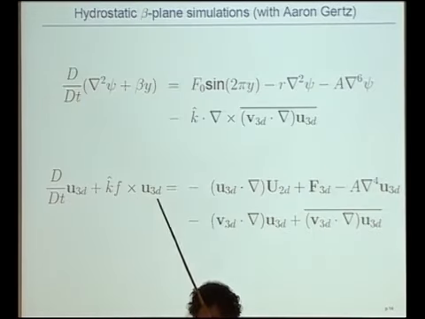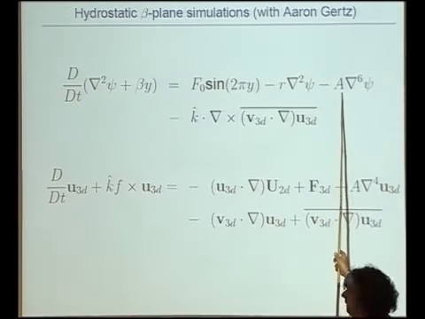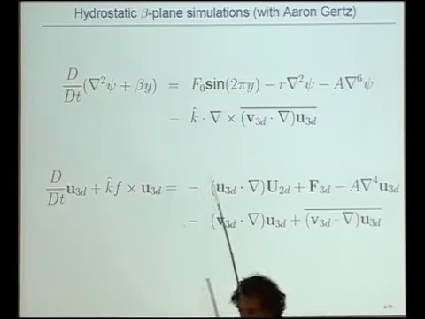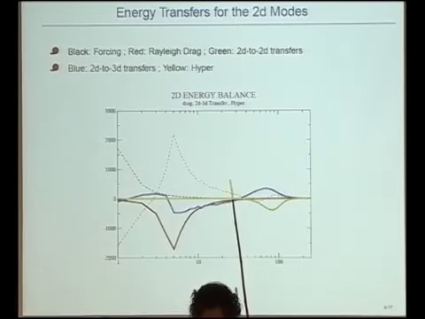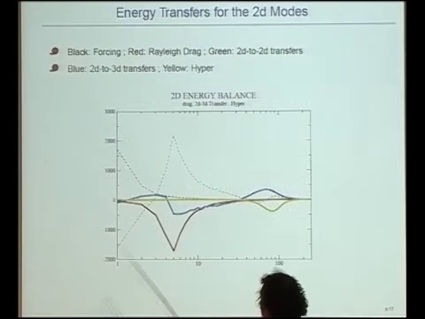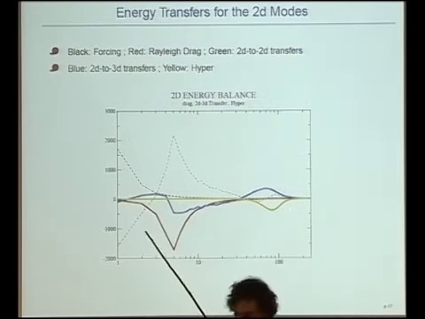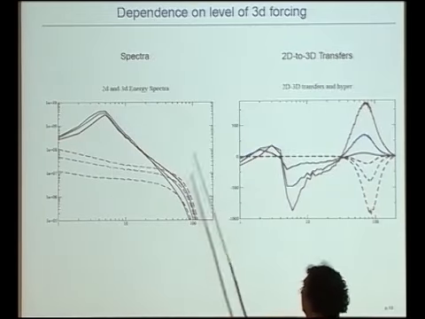Is that the term R in your equation, or is it an extra term? The term R is this one. Okay. Yeah, you have an additional hyperviscosity. Okay, so I have a hyperviscosity. Yeah, that was A, right? Yeah, okay, yeah.